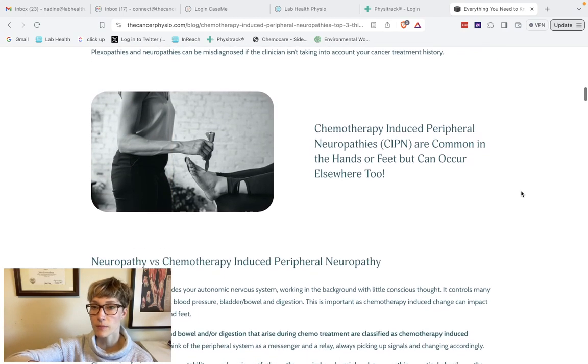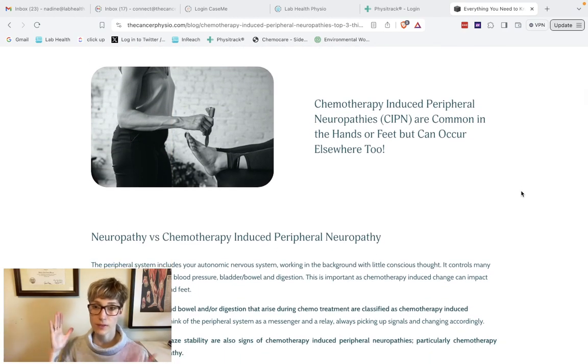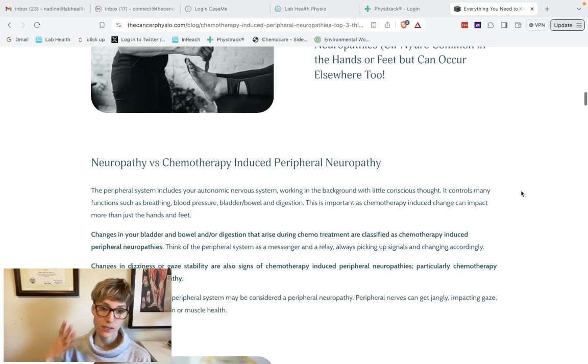So we know that chemotherapy-induced peripheral neuropathies, most people think about it. They think about, okay, tingling in my hands and feet, a hands and glove kind of patterning. This is absolutely true, but peripheral neuropathies induced by chemo can actually occur elsewhere too. So you can actually observe changes in your bladder and bowel or digestion during chemo, that oscillating bowel upset, constipation, and back and forth, and diarrhea. Symptoms like that are actually termed chemotherapy-induced peripheral neuropathies.